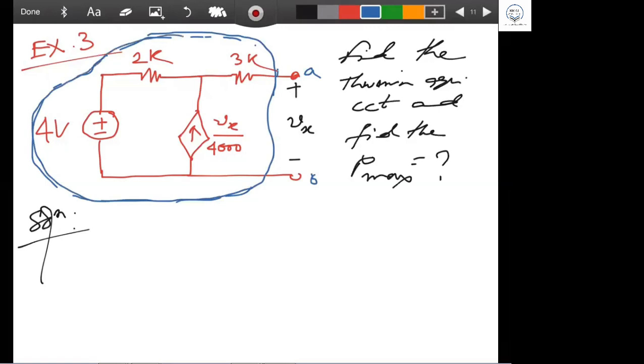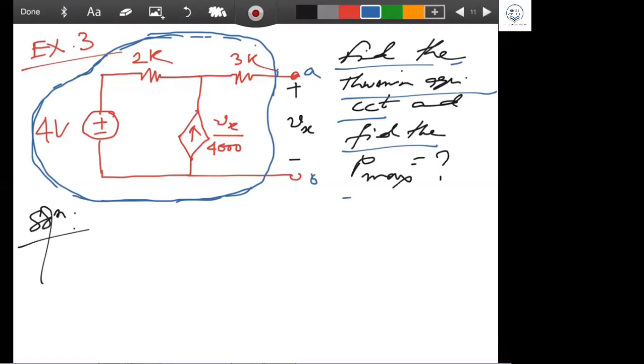Jihad, we are solving the dependent source problem. So what is the question? The question says find the Thevenin equivalent circuit first, and then you apply the maximum power theorem on it to find the P max. Jihad, do you understand it? Hey, Jihad, can you hear me? Okay, his microphone may not be working. Okay, let's come back to the point.